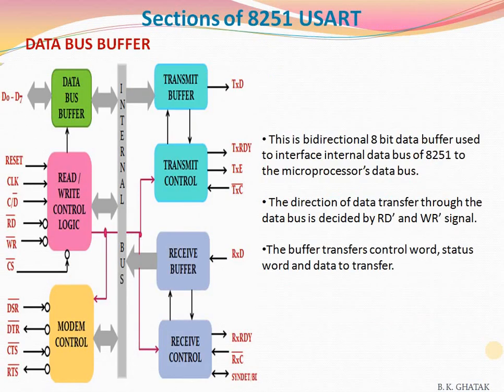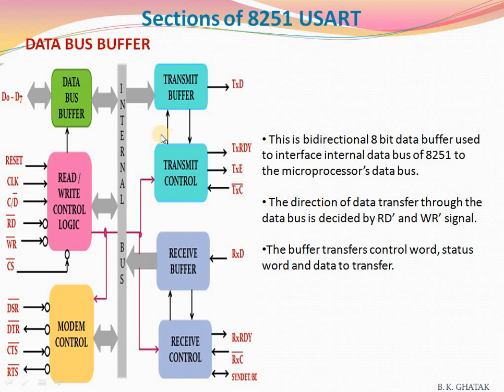So what is the data bus buffer? This is the bidirectional 8-bit data bus buffer used to interface 8251 with the microprocessor's data bus. This data bus contains 8 data signals, that is D0 to D7. Clear?